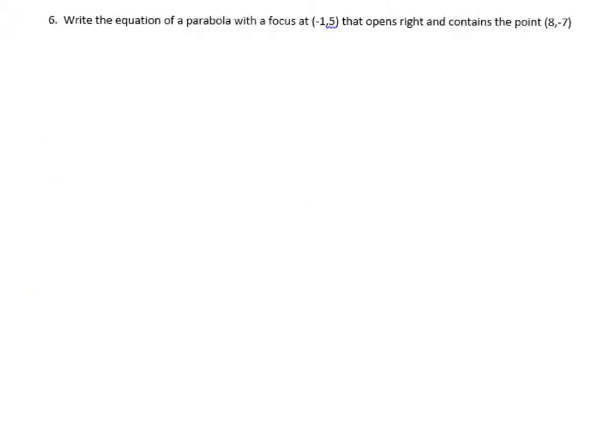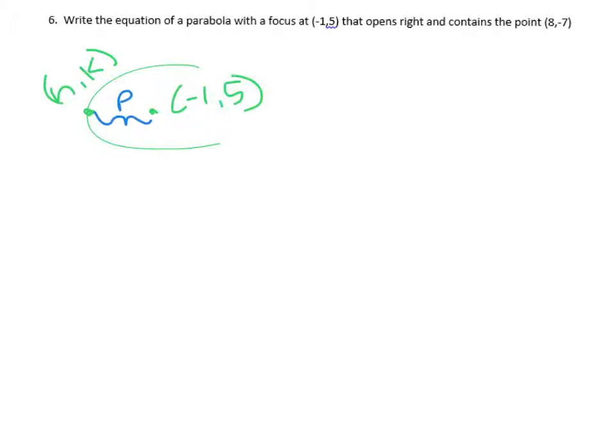Okay, number 6. Write the equation of the parabola with a focus at -1, 5 that opens to the right and contains the point 8, -7. The first thing you have to do is figure out a vertex, which is h comma k. If my focus is at -1, 5, we know that the distance between my vertex and my focus is p. And if your graph is going horizontally, that means that your two y values should be the same.